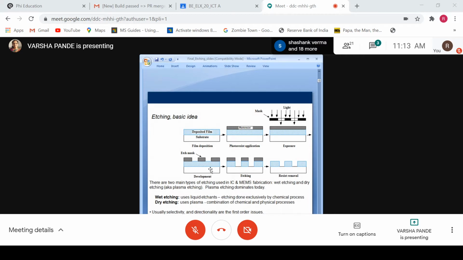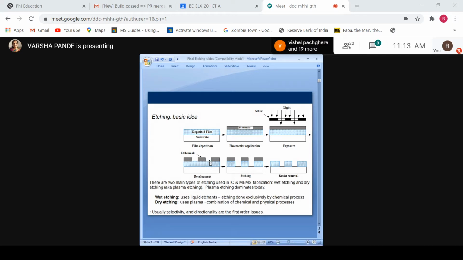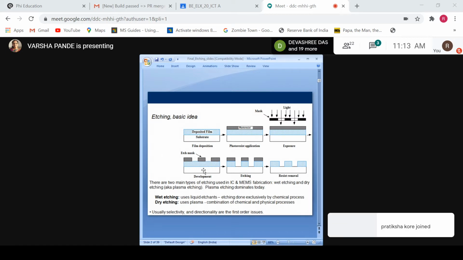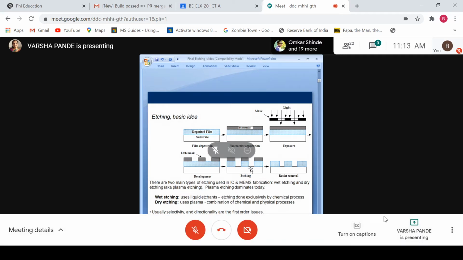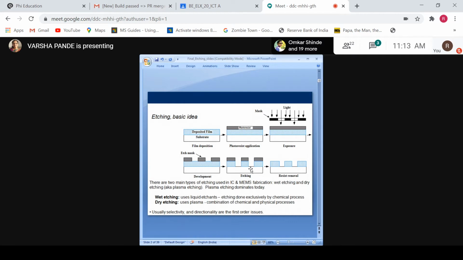You can see development, only the photoresist will be removed and remaining part is protected by the photoresist where we don't want etch. Then in etching you can see due to the photoresist window, there are the windows, and through that windows we can etch. Means either we can etch by using the wet etching process or by using the dry etching process. Means here silicon dioxide layer will be removed, which we have deposited already.